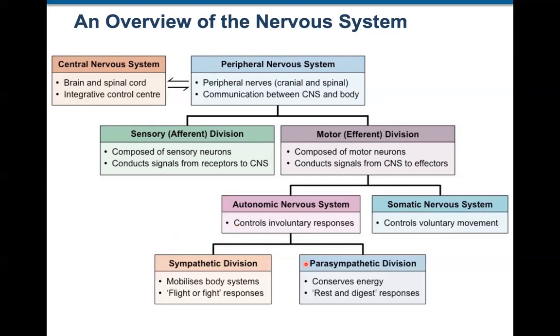So first I'll go over some of the peripheral nervous system, and then I'll talk about some of the differences between the somatic and the autonomic nervous systems before I get into differences between parasympathetic and sympathetic divisions.